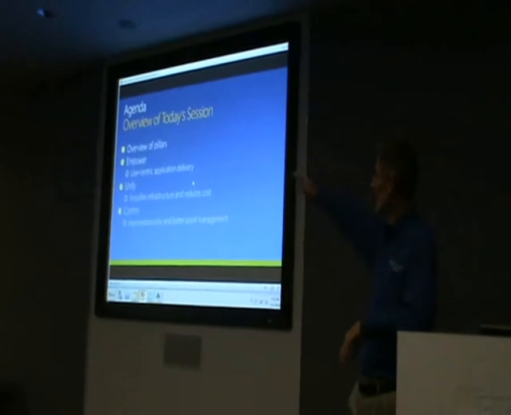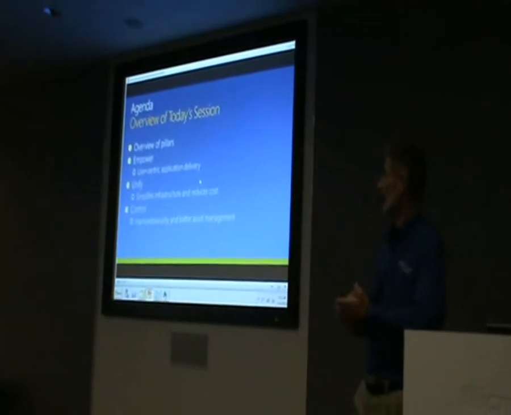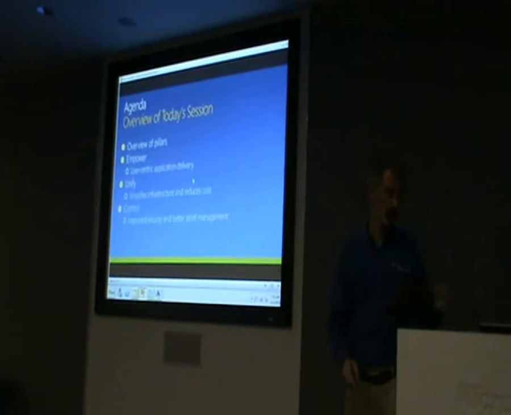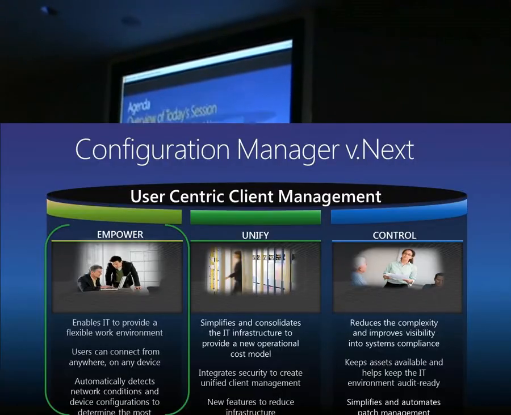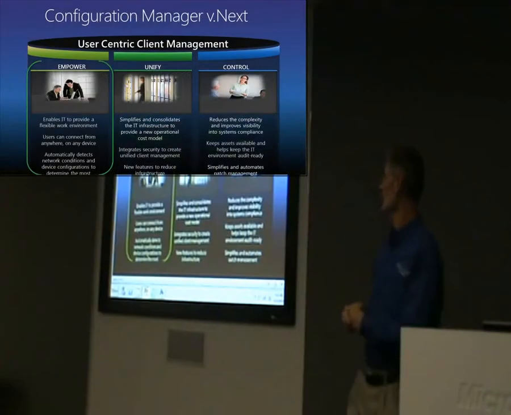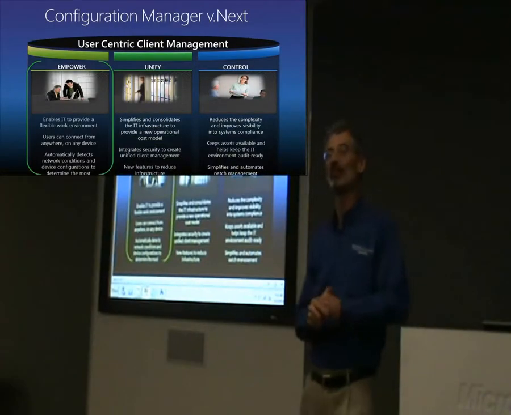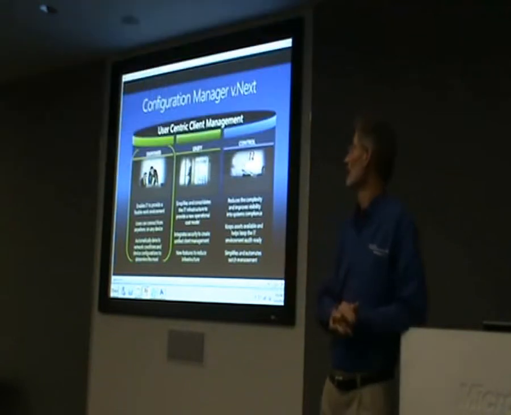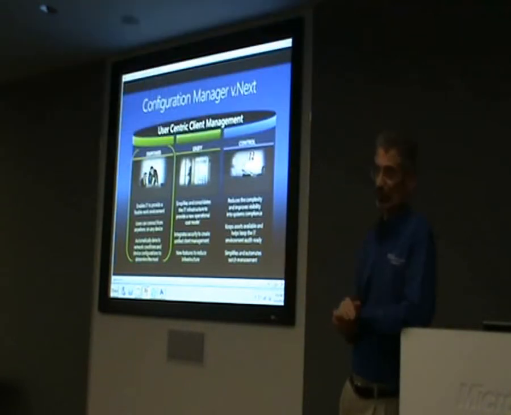The 3 pillars listed are empower, unify, and control. This is the main slide I'm going to show for this presentation, and I'm going to talk real quickly about these bullet points. It's probably going to be a 15-minute discussion, and then I'll kick over and do some demonstrations for the next hour plus. So the 3 big bullet points, or pillars, are empower, unify, and control.